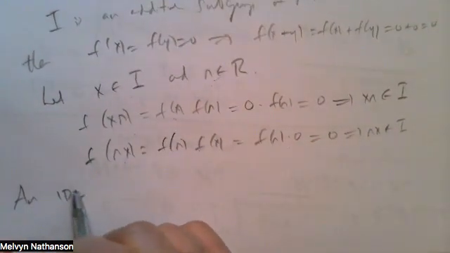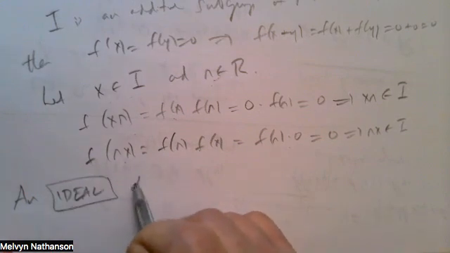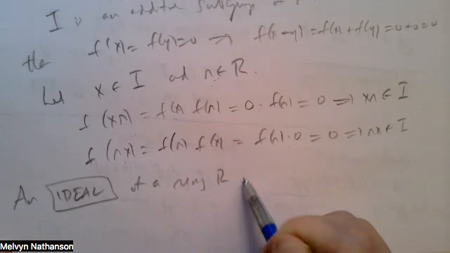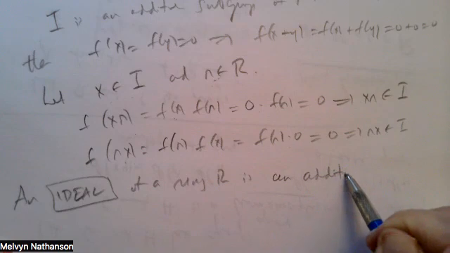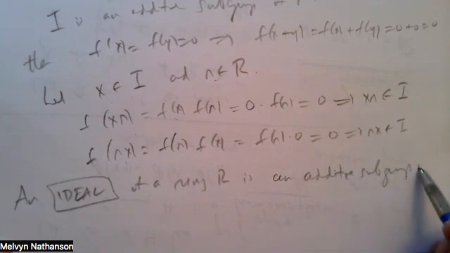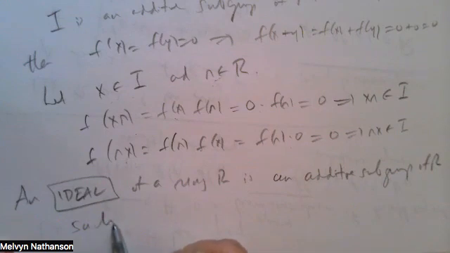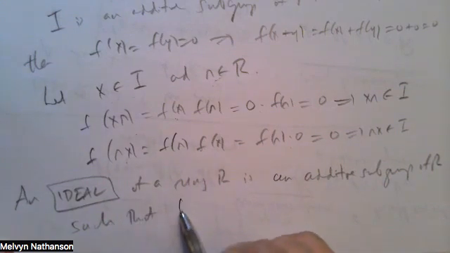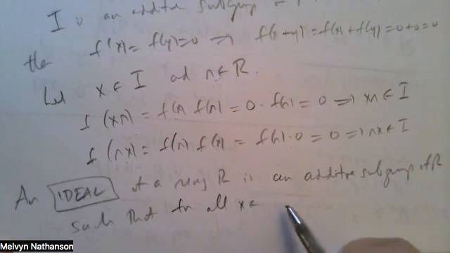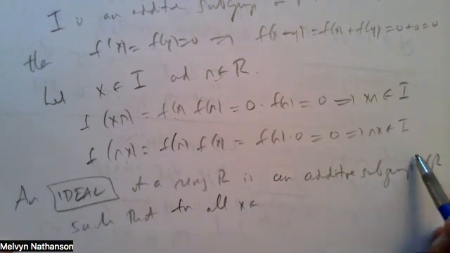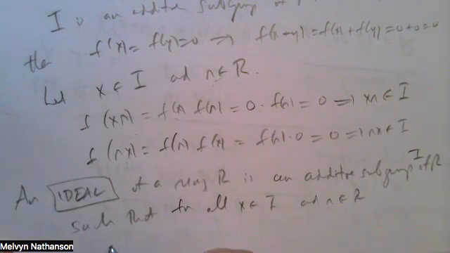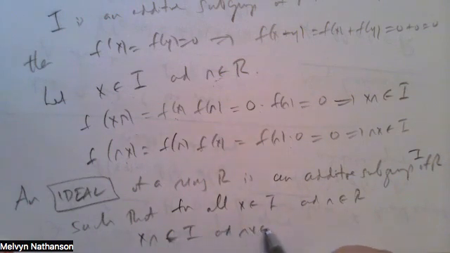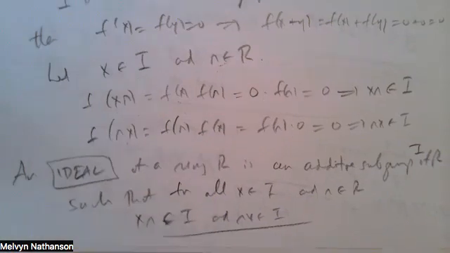So an ideal of a ring R is an additive subgroup I of R such that for all elements x in I, and any element r in the whole ring, xr is in I and rx is in I.